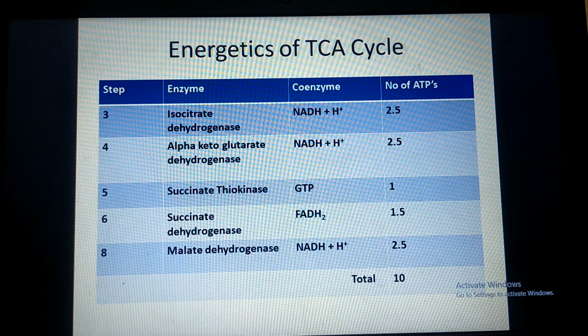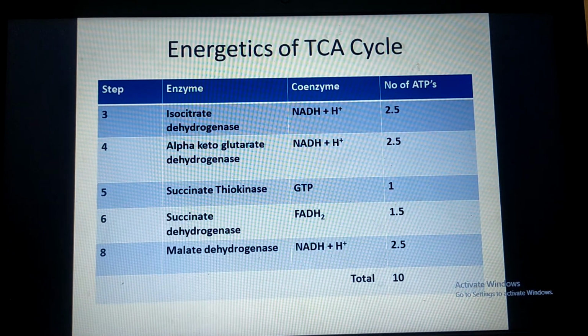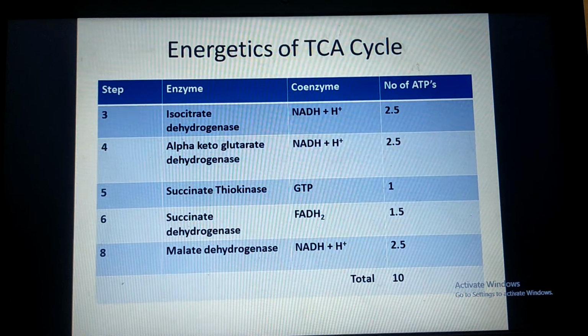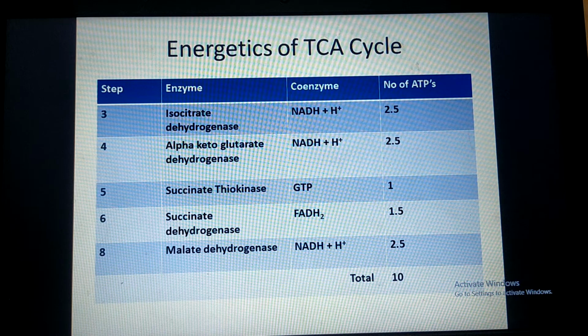So in this way, in one cycle of TCA, 10 ATP molecules are formed, and this energetics is given according to the new values of NADH and FADH2 given in the book. Previously in the book they have given that NADH gives 3 molecules and FADH2 gives 2 ATP molecules.